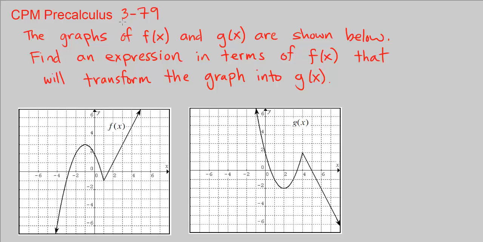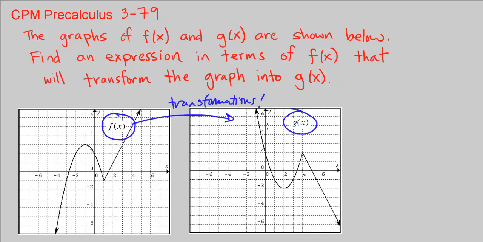This is CPM Precalculus Chapter 3, number 79. The graphs of f of x and g of x are shown. We're asked to give an expression in terms of f of x that will transform the graph into g of x. So we start here at f of x and we finally get to g of x. What transformations took place to get there?